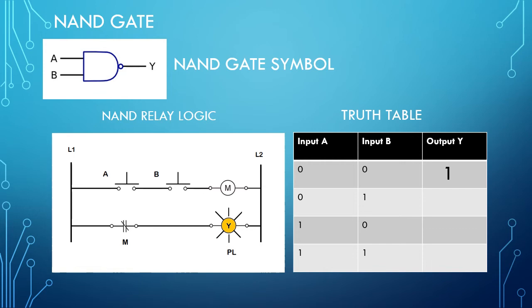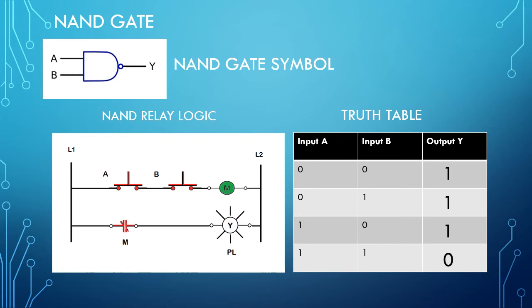So when I don't press A and I don't press B, my coil is not energized. Therefore, my M contacts stay closed and my light remains on. If I just press input B, I still don't have a complete line. Therefore, my coil is not energized, my contacts remain closed, and my light remains on. If I just press button A, my coil is still not energized on line 1. Therefore, my contacts remain closed and my light is still on.